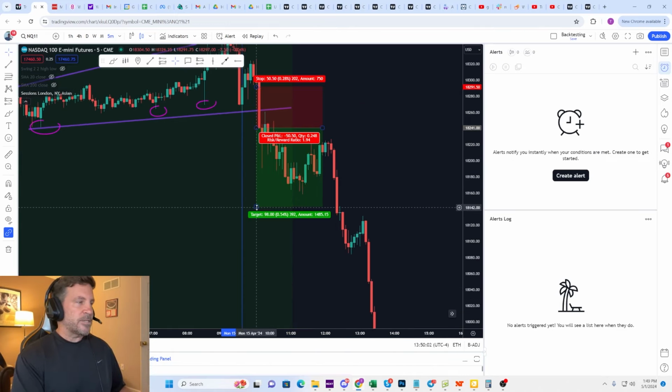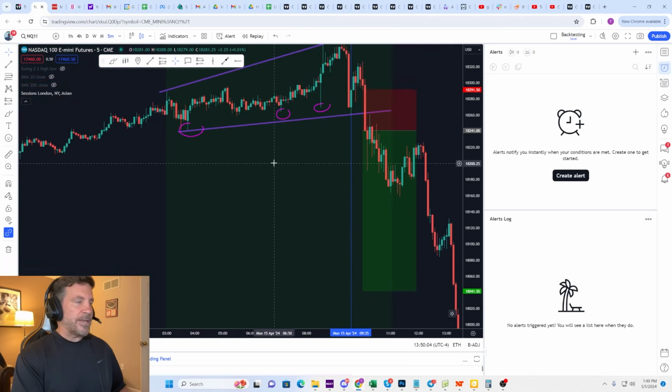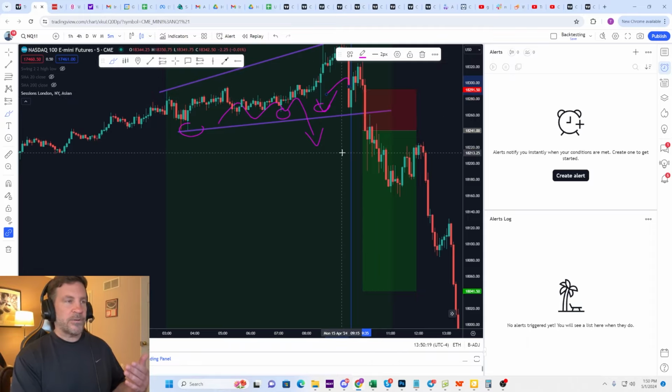So again, this just flushes right out. And again, this follows the rules that I talked about in the beginning of the video, because this line is angled up. When that happens, I'm only looking for that. I'm not looking for a bounce this way. I'm only looking for that breakout trade.